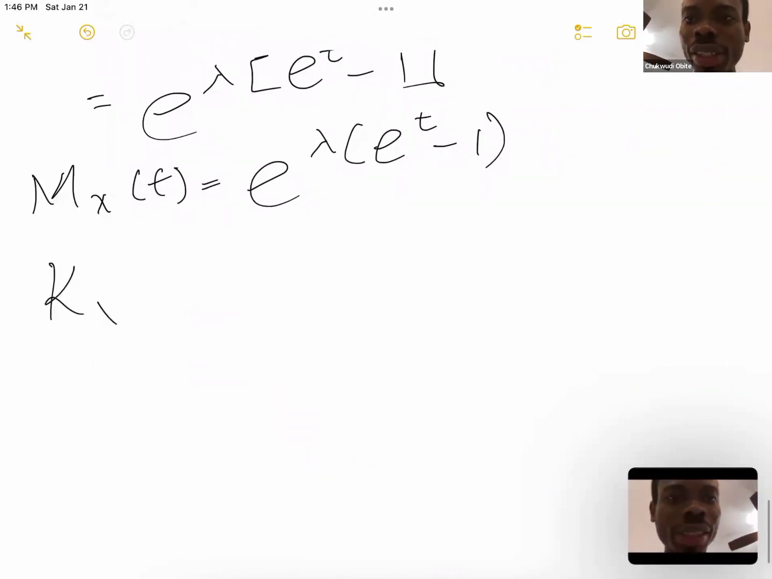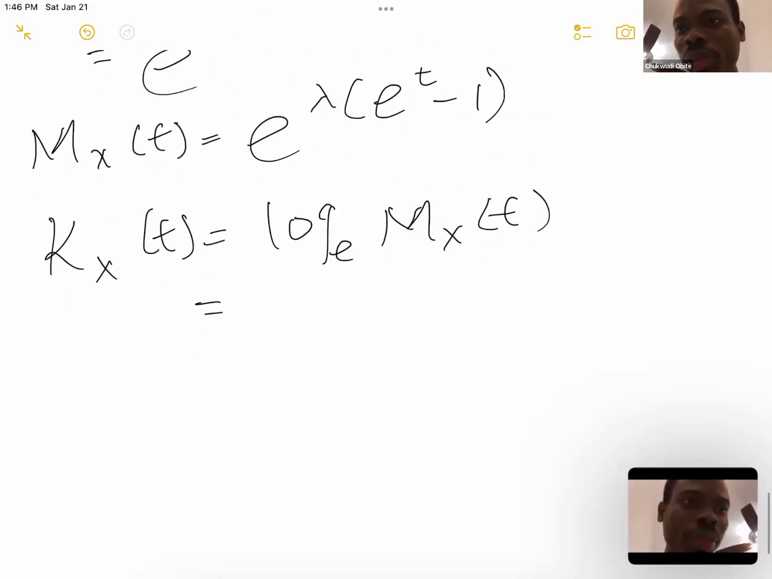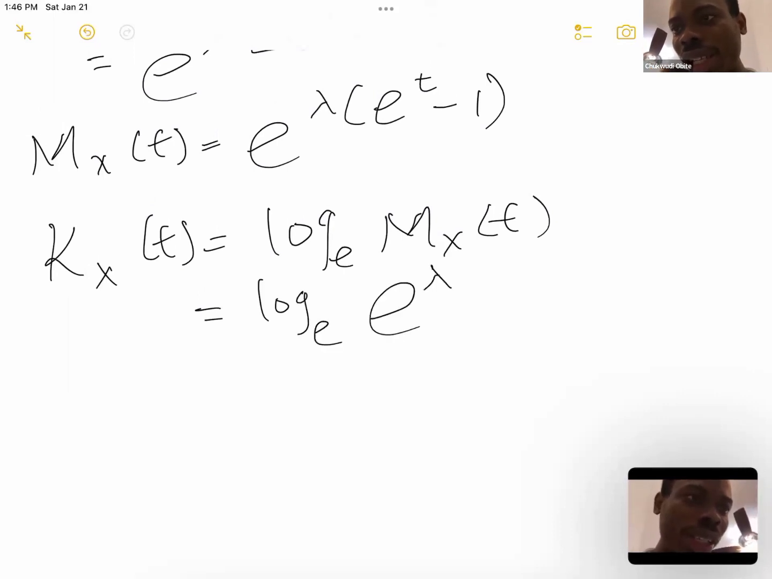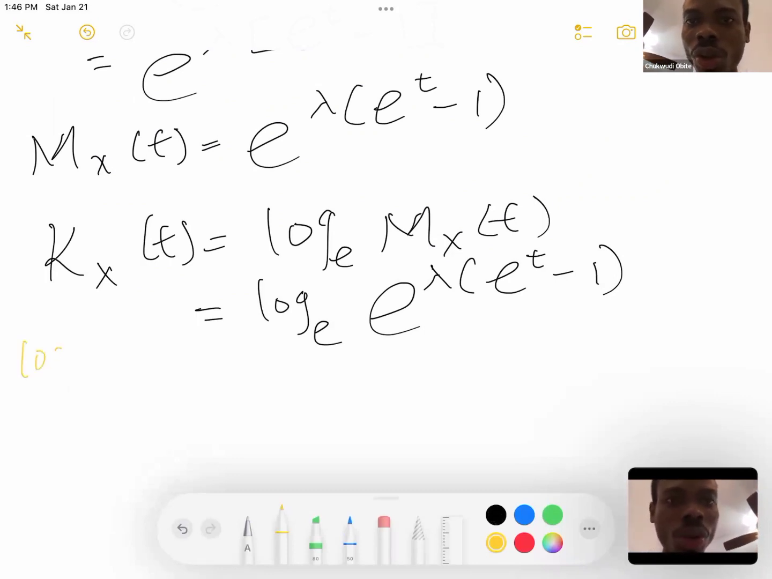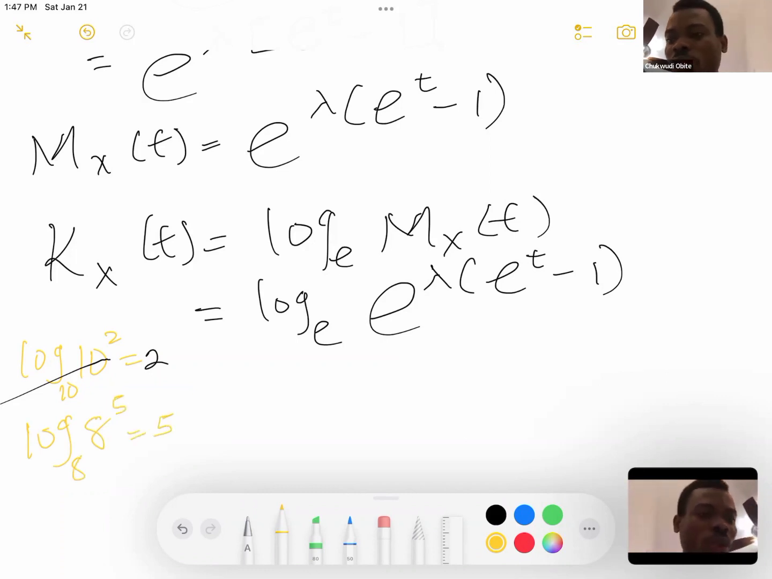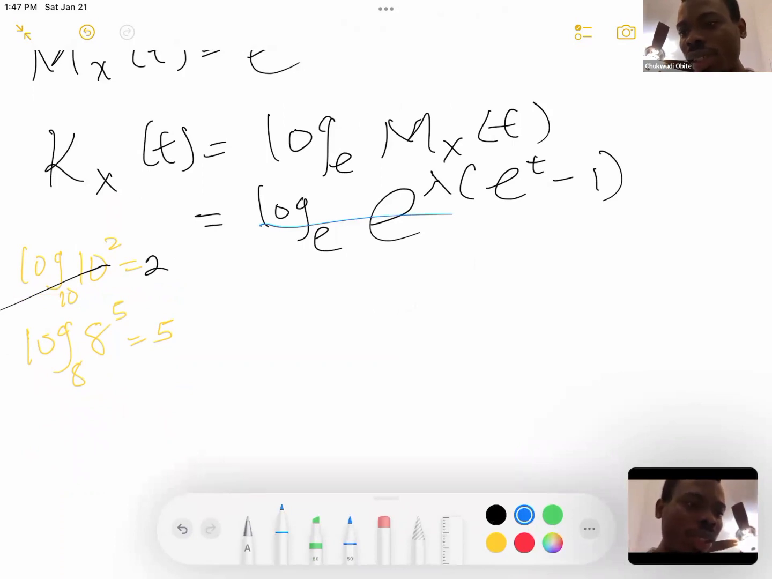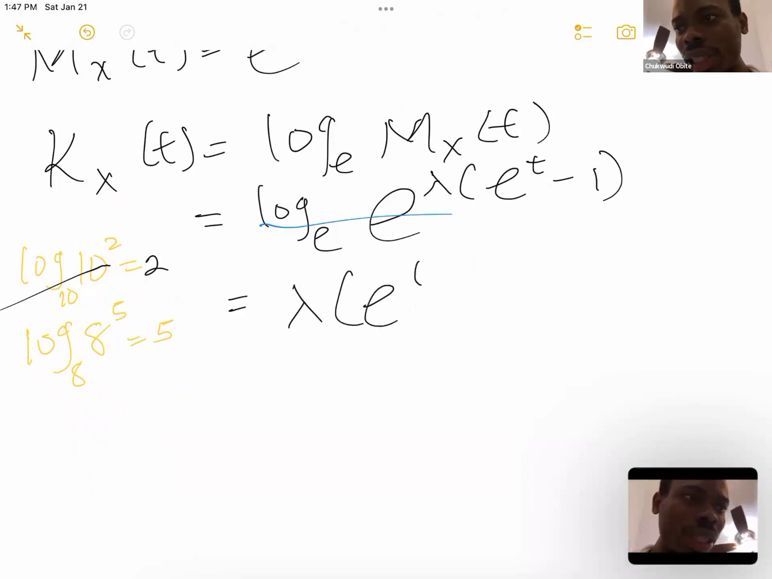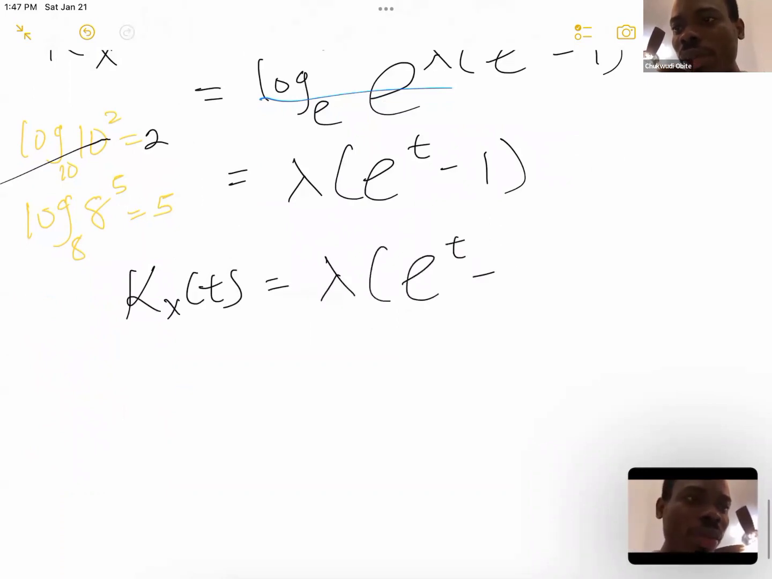So if we want to get the cumulant of the Poisson distribution, we take the log of the moment generating function, which is log e of e^(lambda(e^t minus 1)). Recall, log base 10 of 10 squared means log 10 will cancel out the base 10 and I'll be left with 2. Log base 8 of 8 to the 5 will give me 5. Follow this, what we have there: log e will cancel out e, so I'll be left with lambda(e^t minus 1). Therefore, the cumulant generating function of a Poisson distribution is lambda(e^t minus 1).